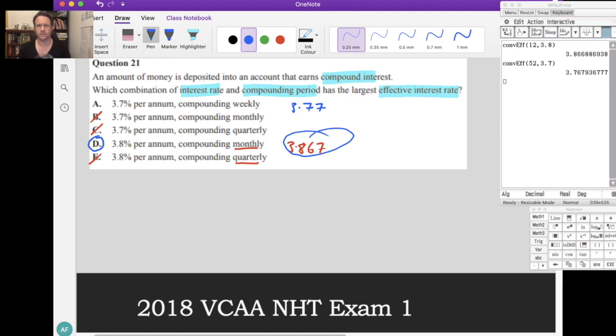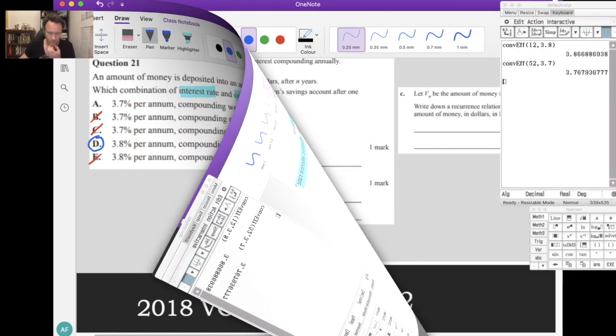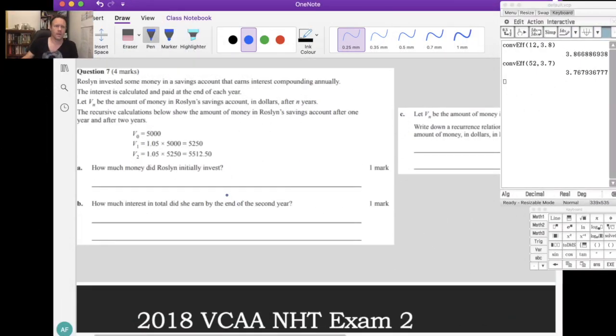Key there is to jump onto your CAS pretty quickly. You can see that they're close. It's not worth working out manually. There's no extra points for that. Okay, cruising on down.